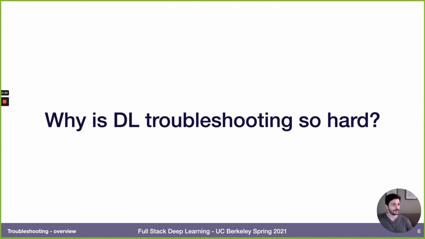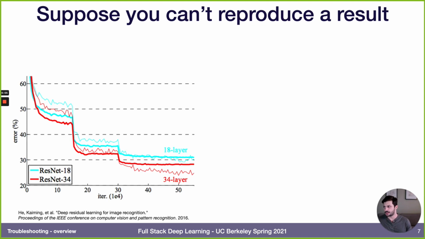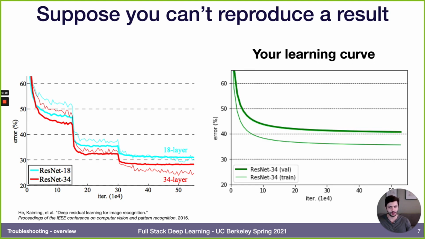Okay, so the first thing I want to talk about is some intuition about why this is such a hard problem. Why are top practitioners spending so much of their time troubleshooting models? So I'll use an example. This is a chart from the original ResNet paper. Suppose that you're trying to reproduce this chart, this learning curve, and let's say that your learning curve actually looks like this. So you're doing significantly worse than the model in the paper. The question is, what do you do after that? You've implemented the model, it's not doing as well as it does in the paper. What's going on? Why is it not doing as well?